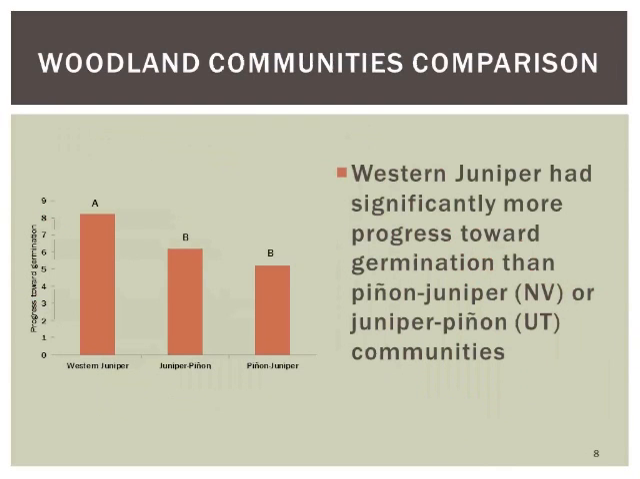So on to our woodland communities comparison. This is for spring again. Our western juniper communities had significantly more progress towards germination compared to the other two communities. This juniper pinyon community is the Utah communities, and the pinyon juniper is the Nevada communities. And I think that probably is a result of elevational differences. These communities are at a higher elevation than the western juniper communities that we're measuring, and so I think that's affecting thermal time.